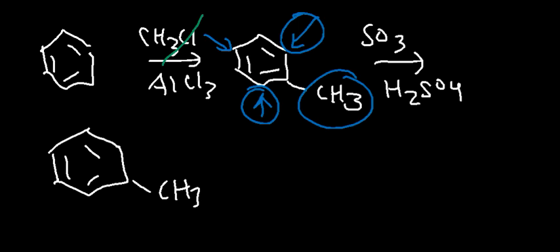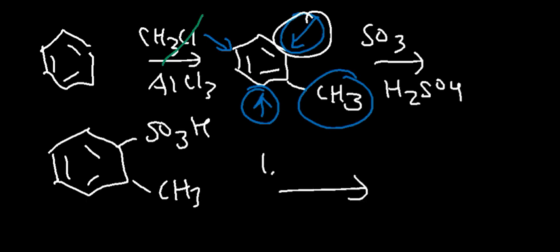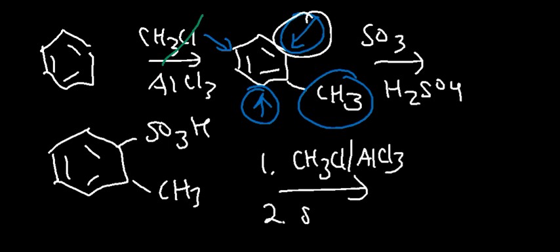So I would just write both, but since we're only concerned with making this product, we're going to focus on the ortho position. So the way you would write your answer is step 1, you would use methyl chloride and aluminum chloride. And step 2, you need to use sulfur trioxide and H2SO4.